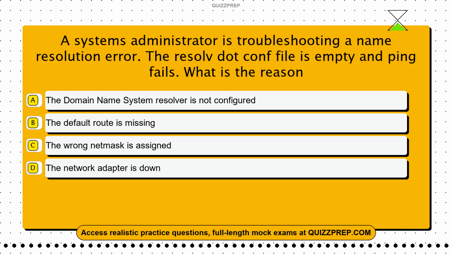The resolv.conf file is empty and ping fails. What is the reason? Option A, the domain name system resolver is not configured. Option B, the default route is missing. Option C, the wrong netmask is assigned. Option D, the network adapter is down.